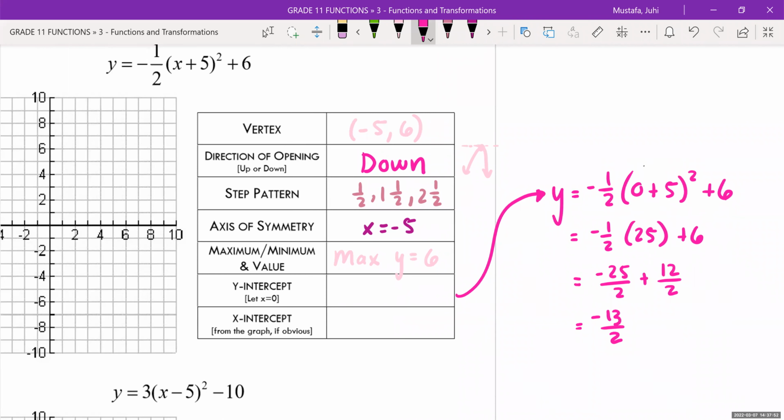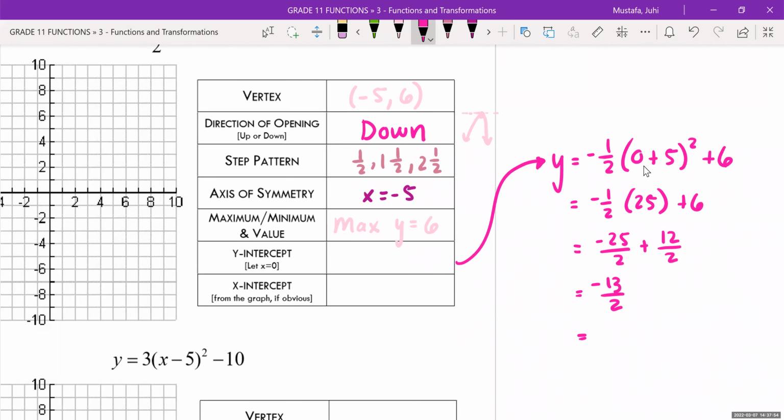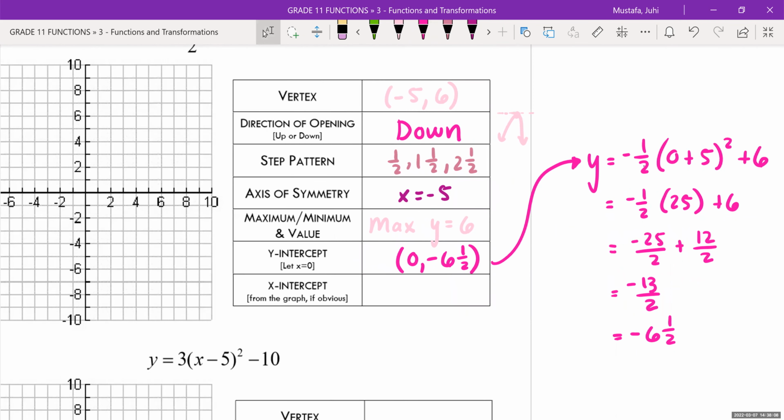If you want, you can change it to a mixed fraction. So this would be -6 1/2. That means this y-intercept would be at 0, -6.5. So you can figure it out by looking at the graph, but sometimes it's not super obvious from a graph, so you always have algebra to figure it out with.